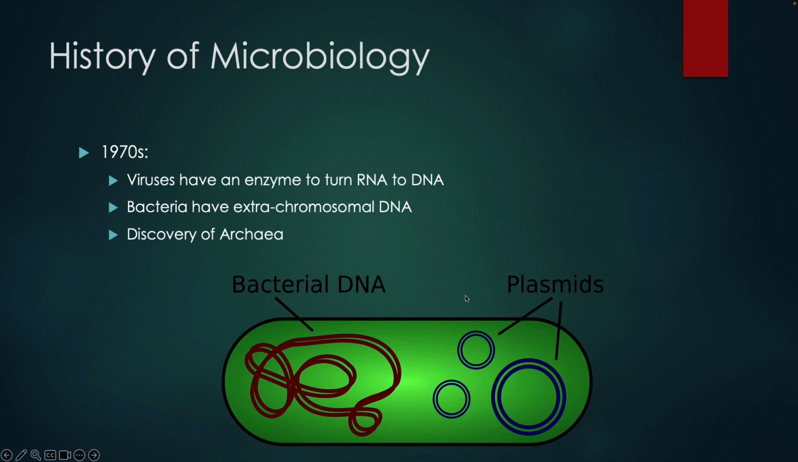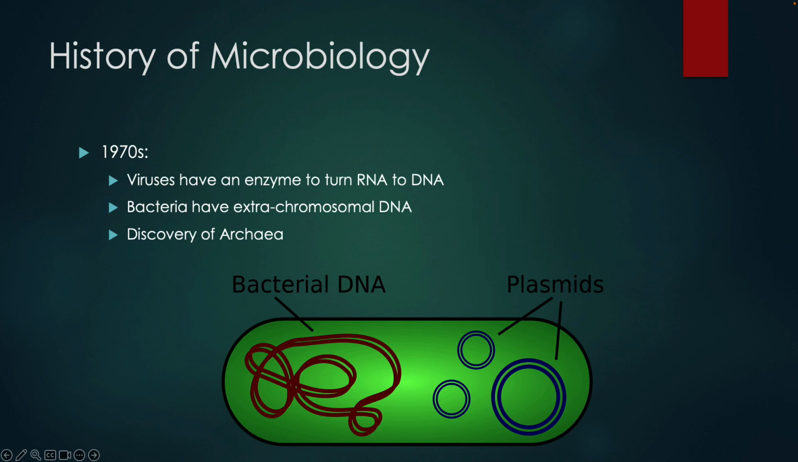And also that bacteria have these pieces of DNA that are outside of the chromosome. We call them plasmids. This is what bacteria usually share with one another. And in the 1970s, scientists discovered archaea, which are these extremophile organisms that live in deep sea thermal vents and hot springs. So for a long time, people thought those environments didn't have life, but it turns out they actually do.